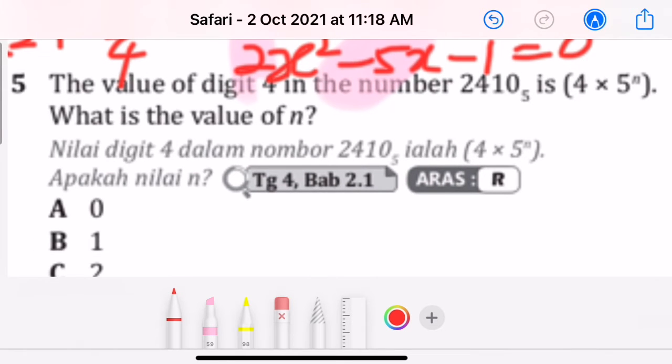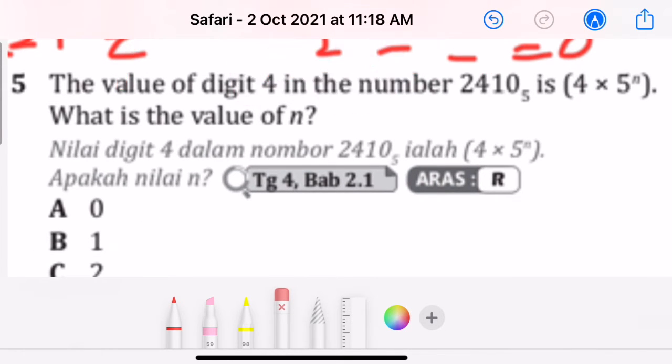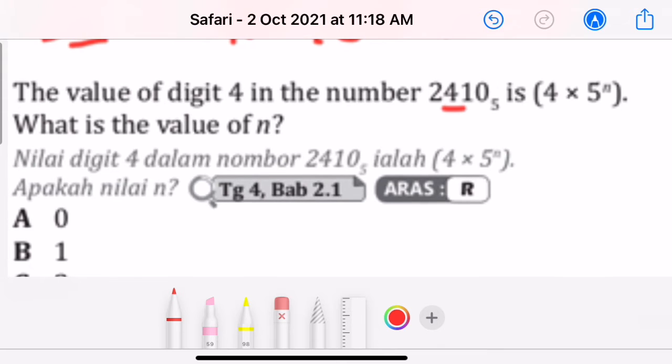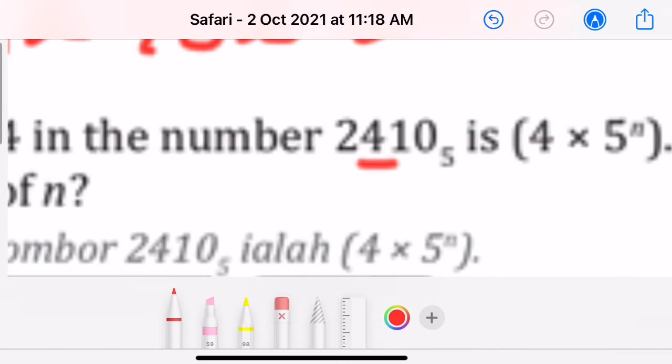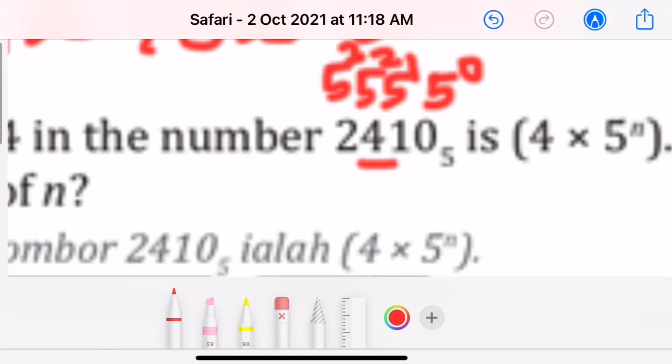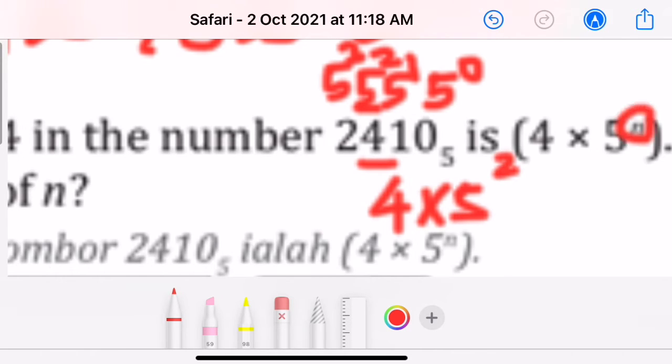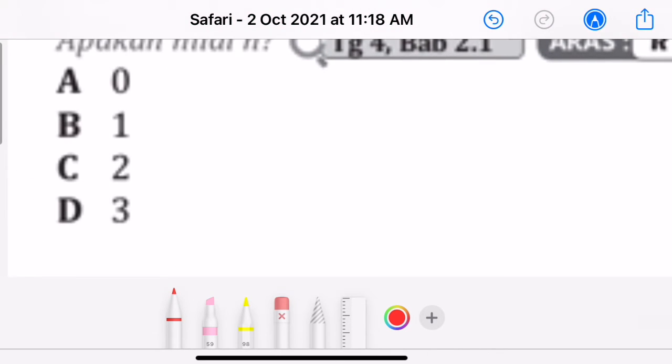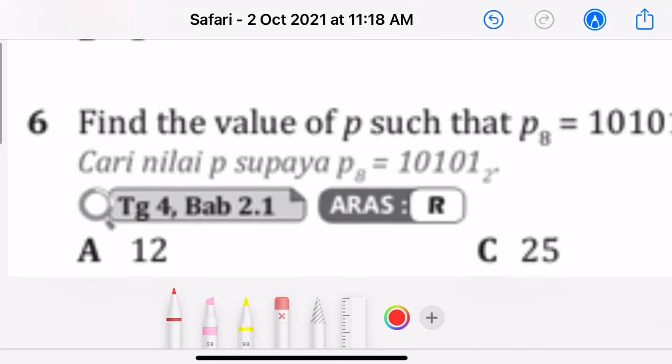Okay, let's proceed. The value of the digit 4. Alright, so this is base 5. So normally we do it like this. This is 5 power 0, 5 power 1, 5 power 2, 5 power 3. This is a place value. So it's 4 times 5 power 2. So n should be equal to 2, right? So n is equal to 2. Answer is C.